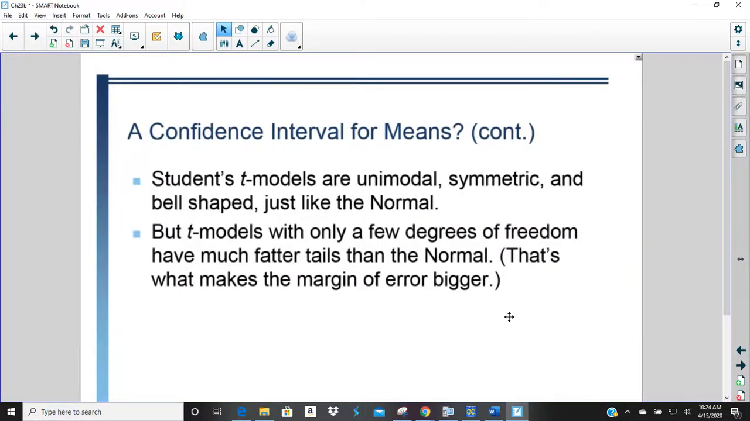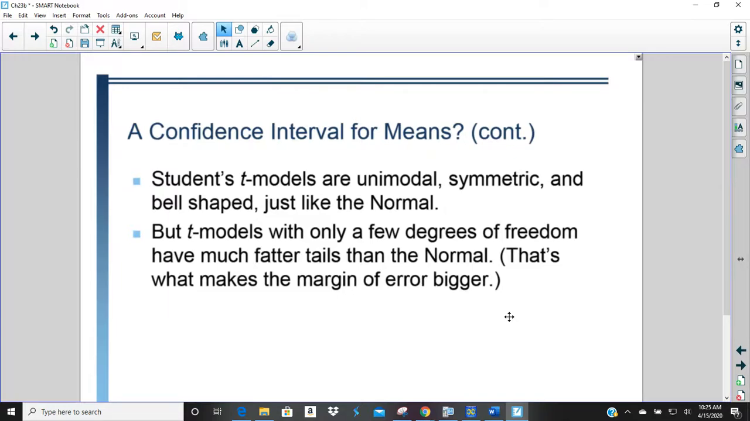Good morning, everybody. This is day 2 of chapter 23, which is doing means instead of doing proportions. So we're going to be continuing with what we did yesterday. Yesterday we did confidence intervals for means. Today we're going to go over the assumptions and conditions, and we're going to do a problem. So, confidence intervals for means.